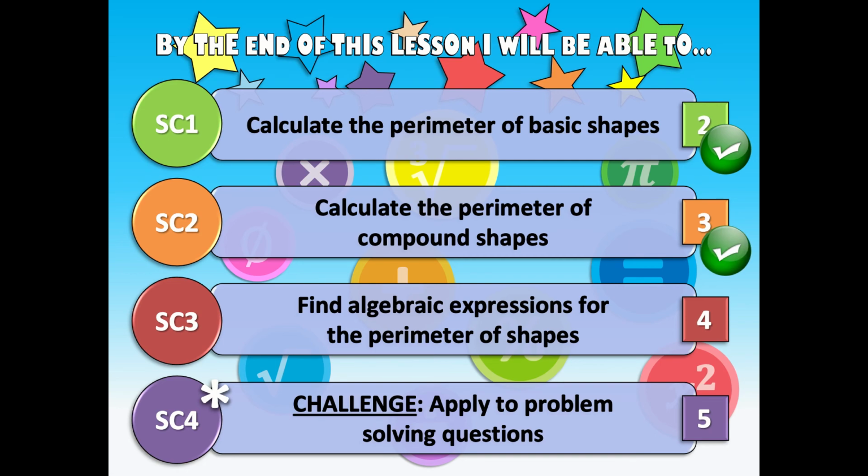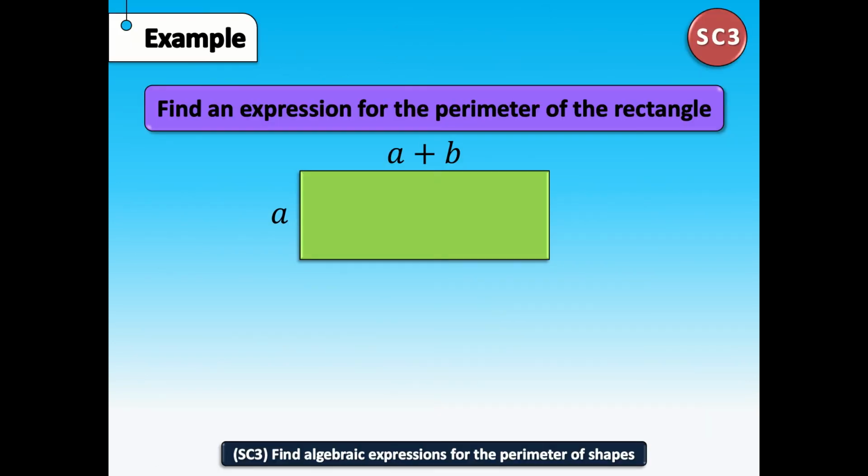Now we've completed success criteria 2, so now we're going to move on to number 3, and this is to find algebraic expressions for the perimeter of shapes. So this question asks us to find an expression for the perimeter of the rectangle.